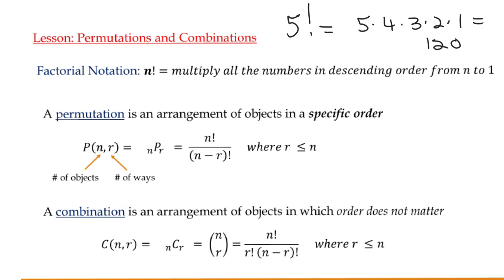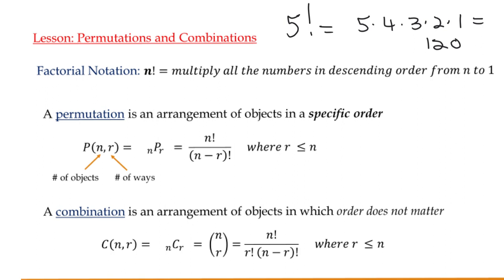A permutation is an arrangement of objects that are in a specific order. Order matters in a permutation. The notation can be shown as capital letter P and in parentheses n comma r, where n represents the total number of objects and r represents the number of ways. Another way of showing it is capital P, and we have subscripts of n and r, and we can also find using the formula n factorial over n minus r factorial.